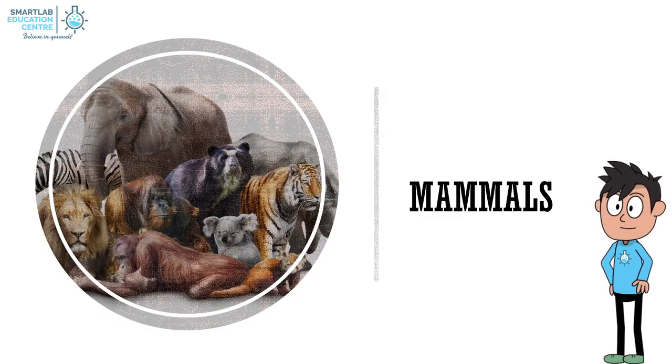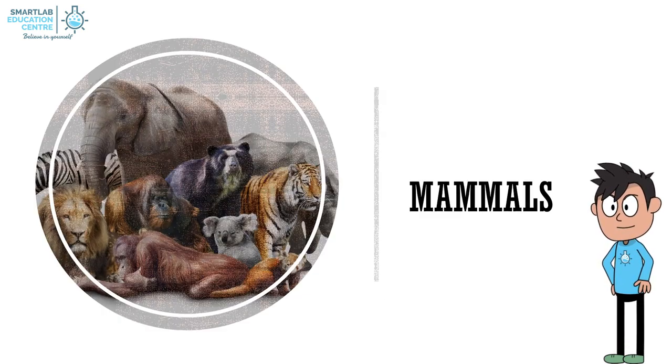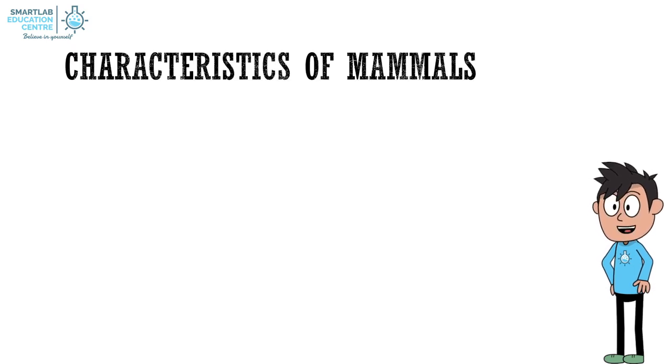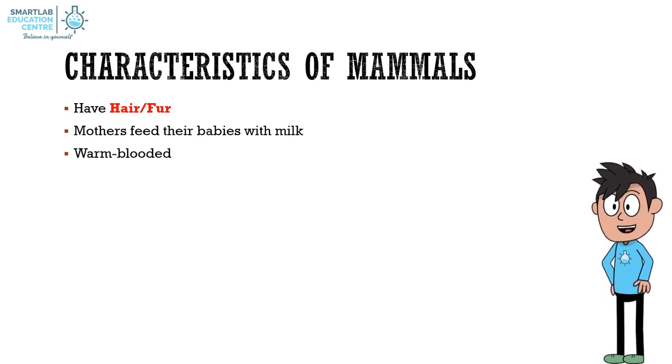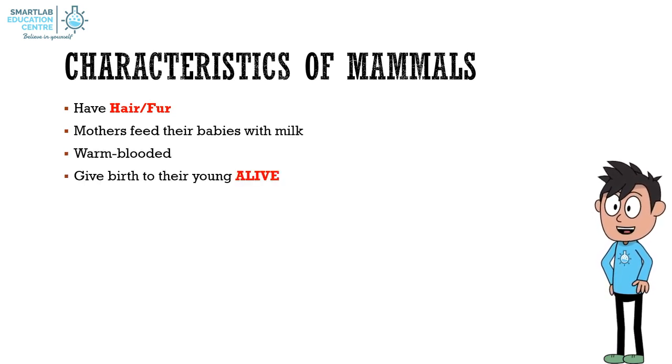Now let's talk about mammals. Here are some of the characteristics of mammals. They have hair or fur. Mothers feed their babies with milk. Warm-blooded. Give birth to their young alive. They live on either land or water.